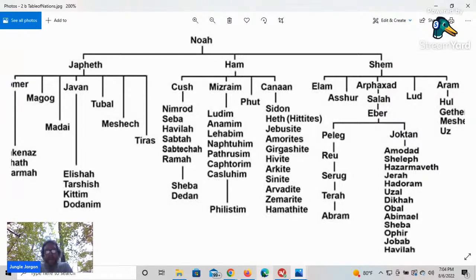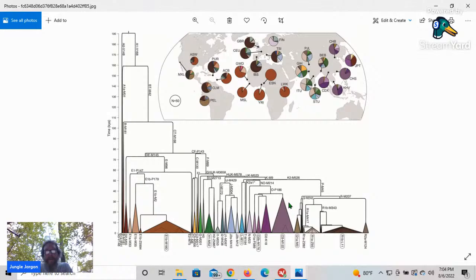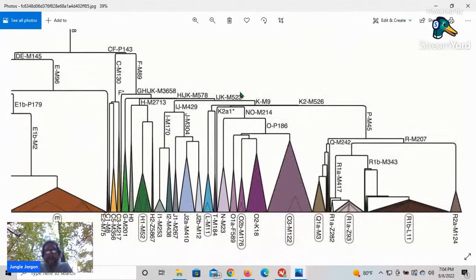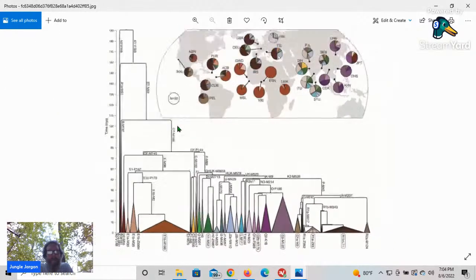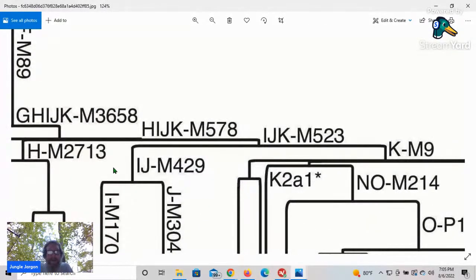as evidenced by the human genome. Human genetics identifies Arphaxad, I and J, as being the firstborn, because he has this identifier in common with Japheth that these don't have. This has an identifier that this doesn't have and the others don't have.